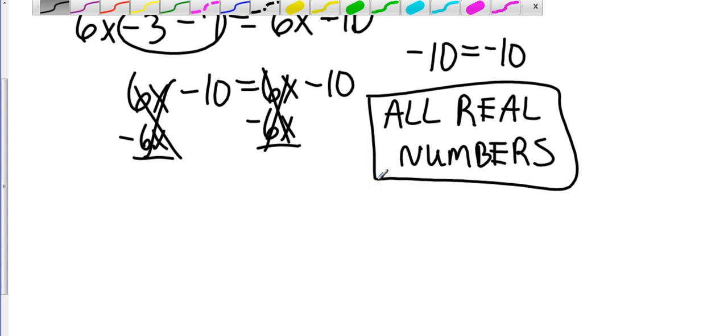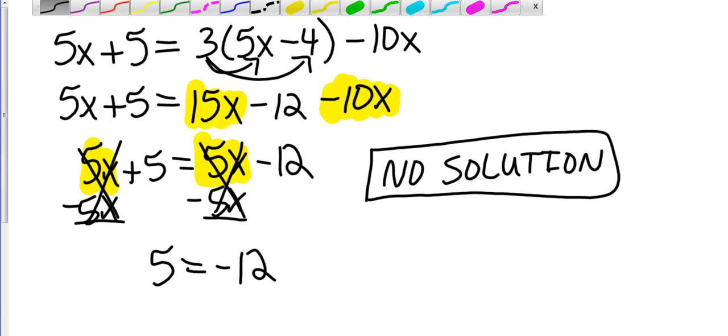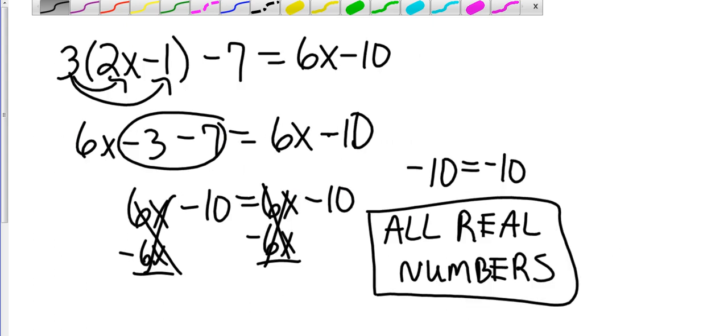Okay, notice the difference. If it does actually equal itself, it means I can put any number into the equation. Going back to the other one, if it doesn't equal itself, I can't put any number in. It's no solution. Okay, so two different examples with just a little bit different answers. Okay, a little bit lengthy tonight, about 12 minutes, and you guys should do quite well.